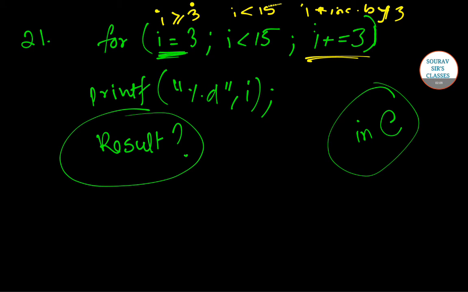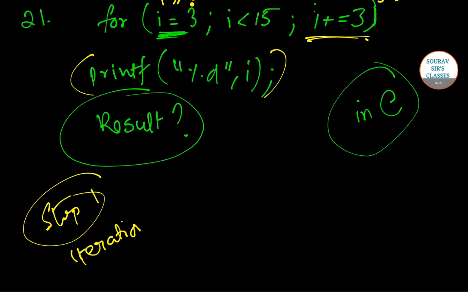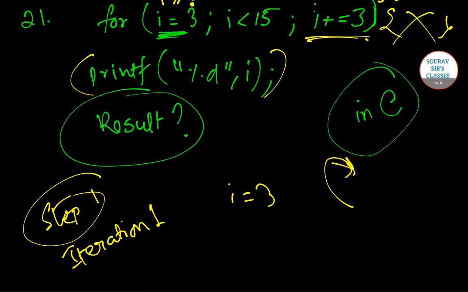Now the thing to note here is that this printf statement is actually outside the for loop. So the result will be something like this. In iteration 1, the value of I equals 3, and since I is less than 15, the for loop goes to the next iteration. Because it doesn't have any command in brackets, it immediately goes to the next iteration.